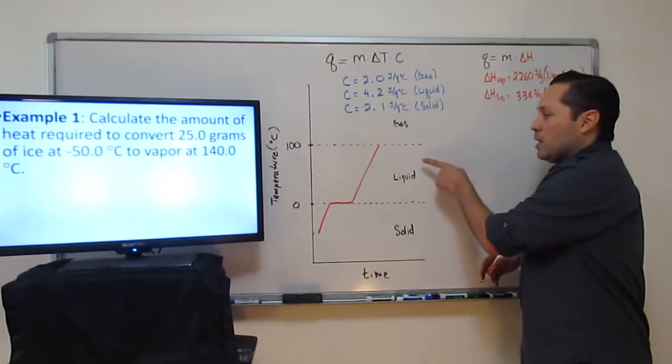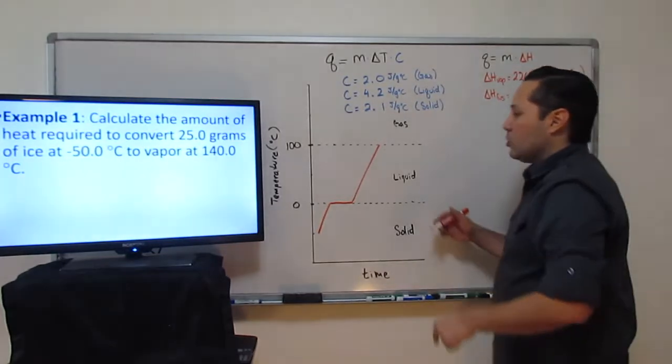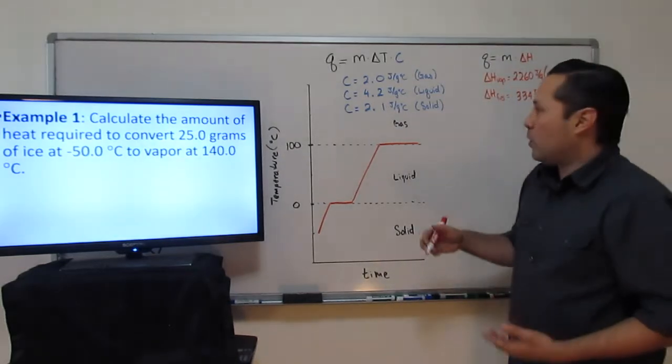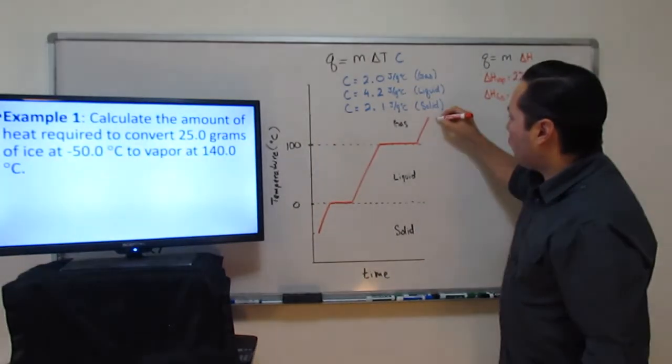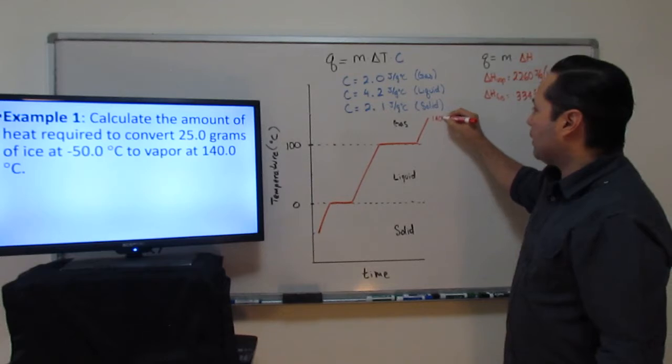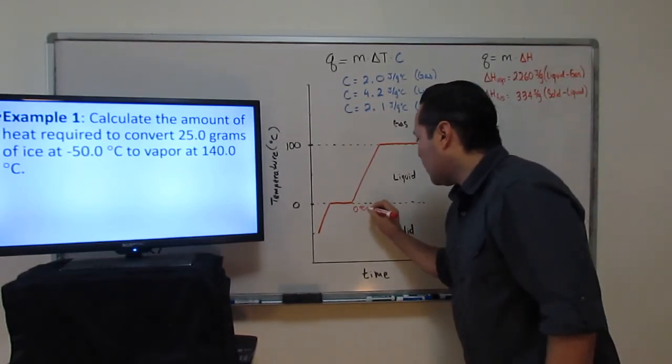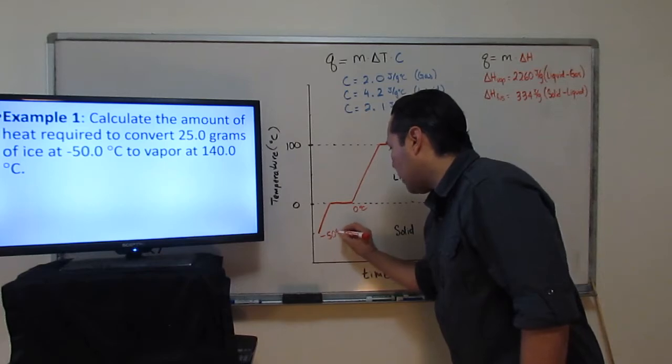Because at 100, that's when a liquid turns to gas. So therefore our line will go flat again. And then finally it will keep on climbing somewhere around 140, which will be somewhere around here. So let me go ahead and write down their values. 0 right here and negative 50 here.